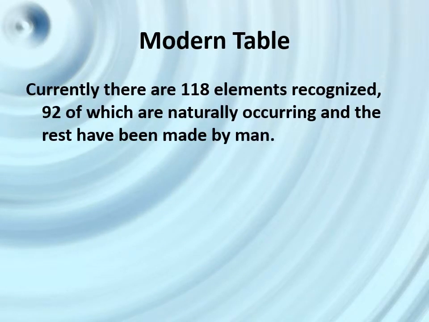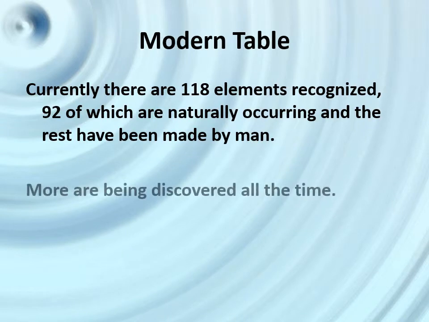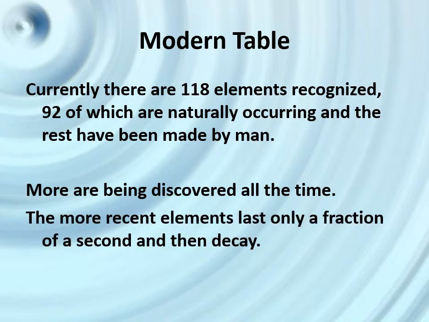Currently, there's 118 recognized elements, 92 of which are naturally occurring, and the rest have been made in nuclear colliders and nuclear reactors. There's more being discovered almost every day. Well, not every day, but frequently. There is a theoretical limit as to how many elements can be discovered. Most of the more recent elements last only a fraction of a second and then decay, so it's been very difficult to study them and find out their properties. But we know that they are there from the way they react in the reactor.